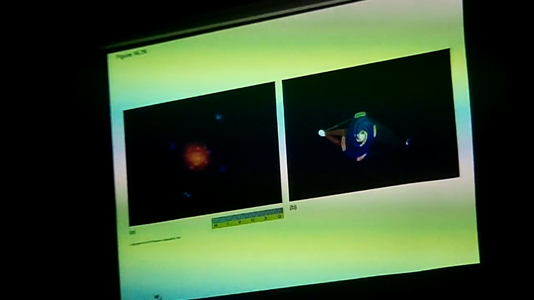This is called Einstein's cross. 1, 2, 3, 4. Those 4 blips there are all the same thing. It's a single object. There's a galaxy in the middle, and that galaxy has lensed those 4 objects so that we see the light. The light of one object that's behind this thing, we see it in 4 different places.